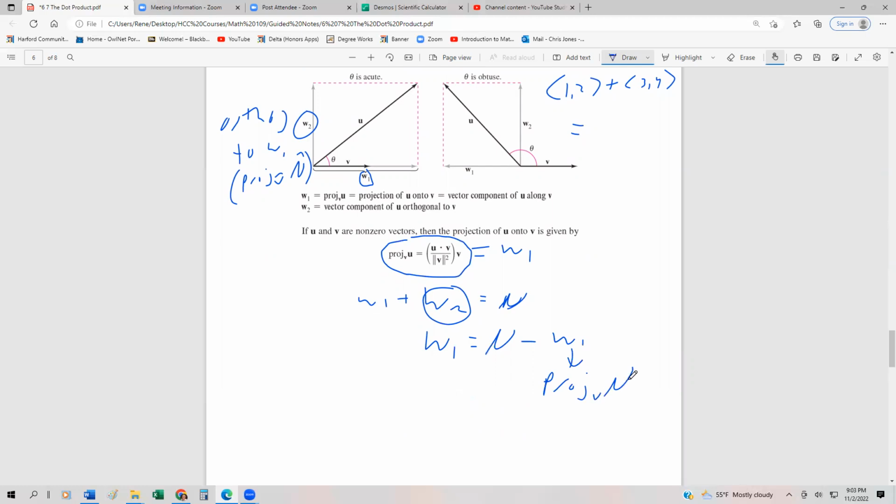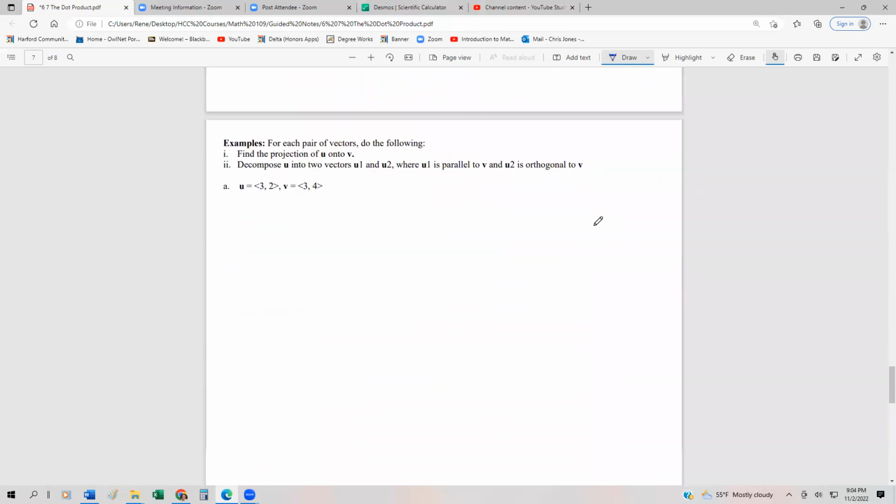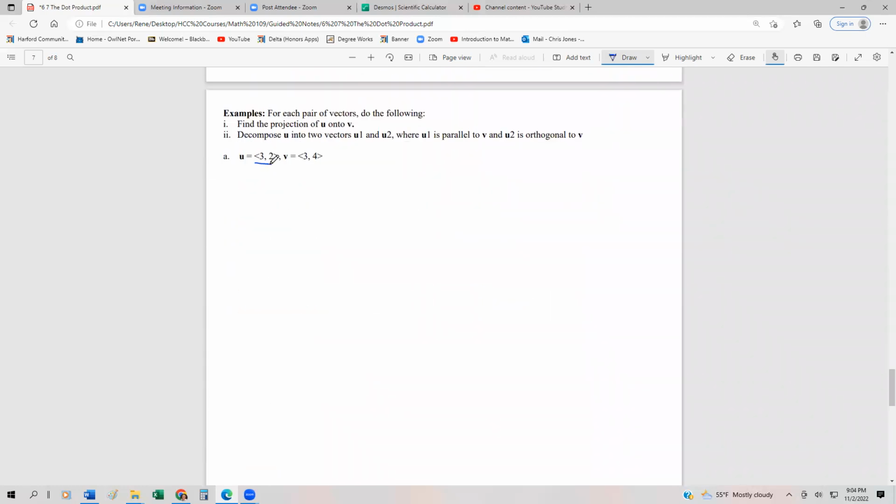All right, so I'm going to work an example and show you all the various vectors for one example, and then I'm going to compute the projection as well as the orthogonal component. Let's say we have these two vectors: (3, 2) and (3, 4). What I want to do is project u onto v. I'm going to find that vector, and then decompose it into two vectors.